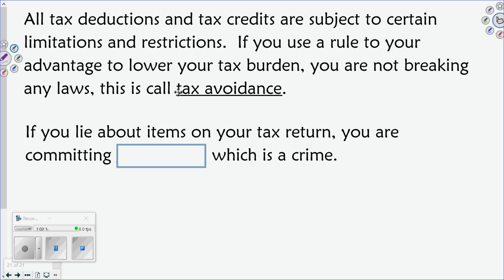So like Abby asking about who can claim who. If my parents claim me and then I claim me, I can't do that. That's me trying to pay less, but I'm lying about it. You can't claim yourself in two different places. That's called tax evasion. You're evading the law from that one. Okay, tax avoidance is you using the law to your advantage, but you're following the law. That's okay. But when you lie about something, that's tax evasion, which is a crime.